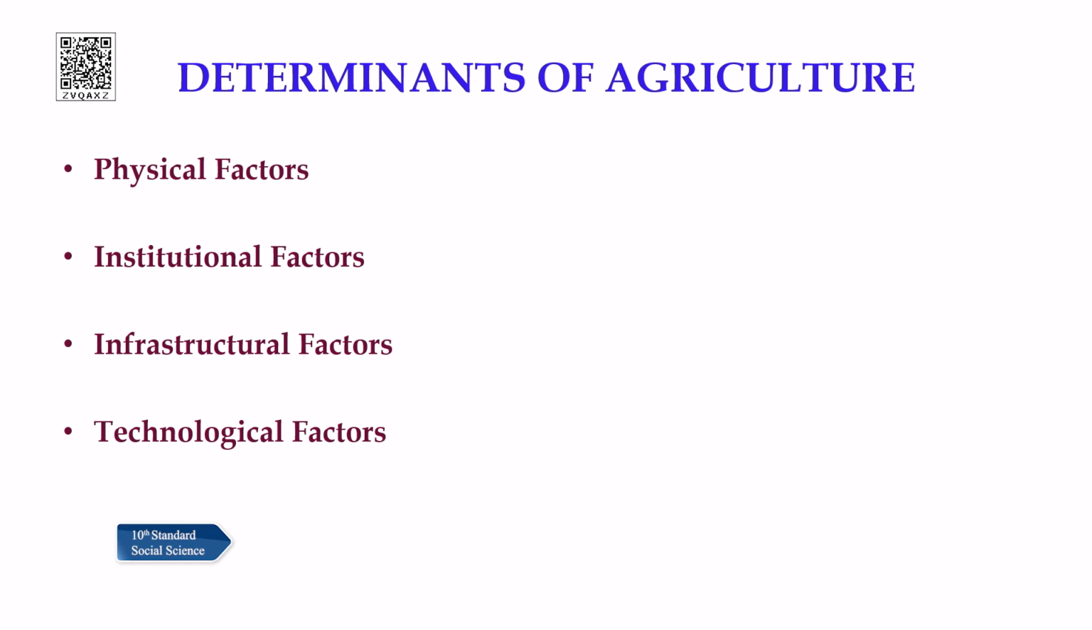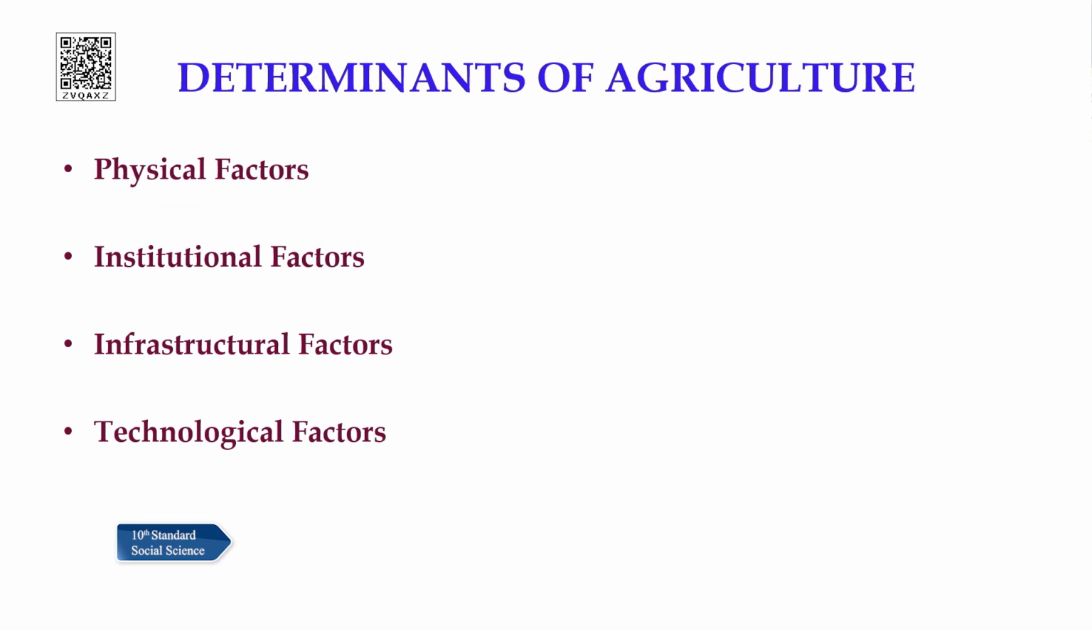What does P stand for? It is physical factors. What does I stand for? Institutional factors. Another I, infrastructural factors, and the last one T stands for technological factors. We'll start with physical factors. What is a physical factor? Now, certain things determine what type of crop we should grow, and in this category, the foremost thing that we have to keep in mind is physical factors. In this, we have to see what is the climate, what is the relief. All these decide what type of crop we are going to grow.